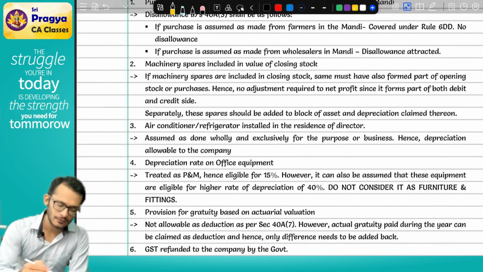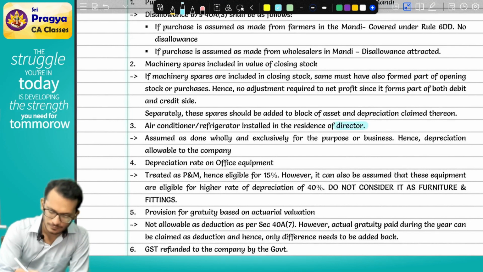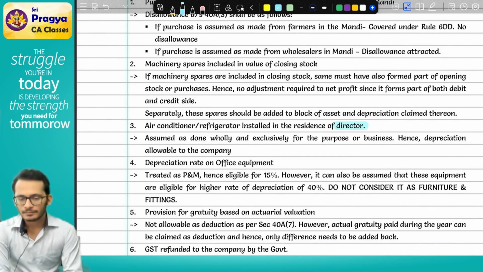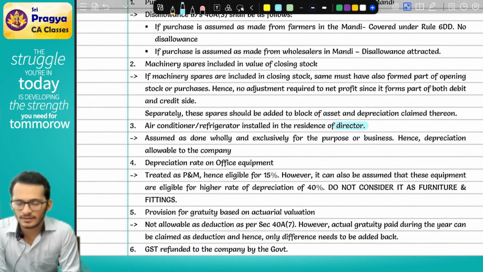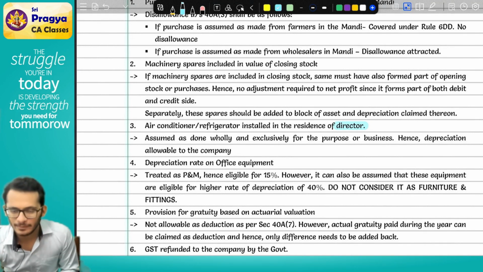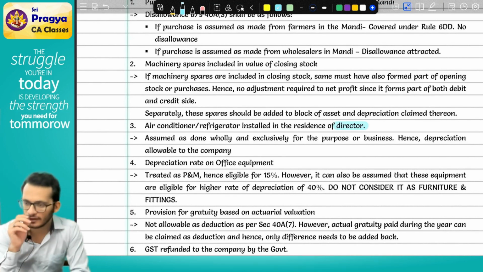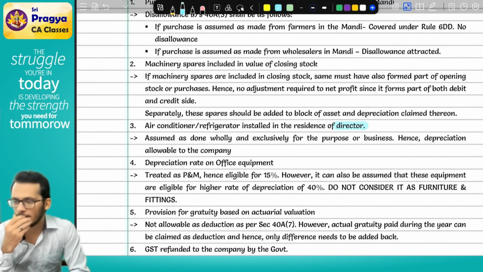Highlight the word very carefully. The word highlighted is director. A director is an employee of the company. Any benefit you give to the director is still office purpose, and therefore is allowed as a deduction.